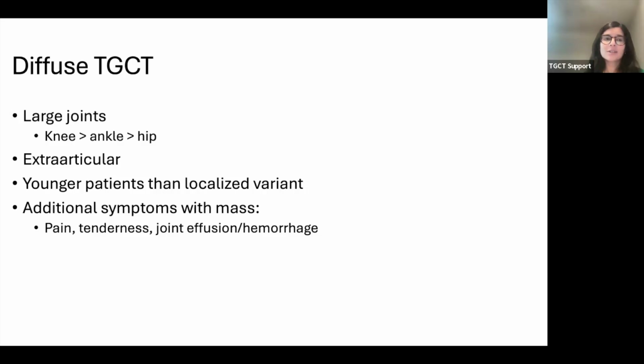So for diffuse TGCT, this is going to be involving the large joints, with the knee being the most common. Extra-articular disease is going to be present in this scenario more commonly. The patients that are afflicted by this tend to be younger than the localized version. And in addition to the mass effect that you have from the presence of a tumor in a confined space or area, because these have a little bit more growth potential, you're going to see a lot more additional symptoms such as pain, tenderness, and joint swellings, effusions, or hemorrhage.